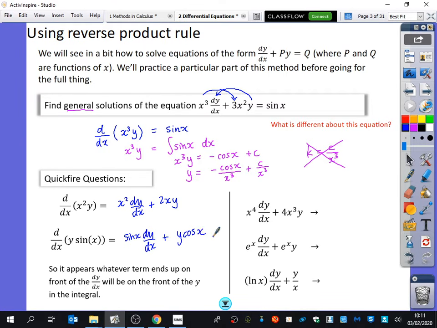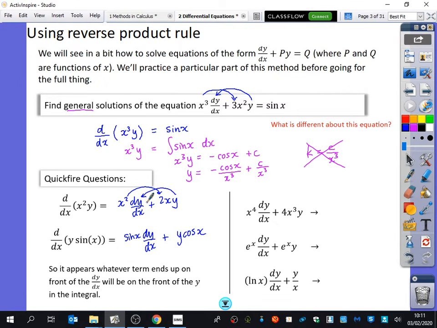So it appears whatever term ends up in front of the dy by dx will be on the front of the y in the integral. Look here, sin x, and then this was y, sin x y. x squared y. Also, that's the derivative of that. This differentiates to this, this differentiates to this, and this differentiates to this. That's the product rule there.